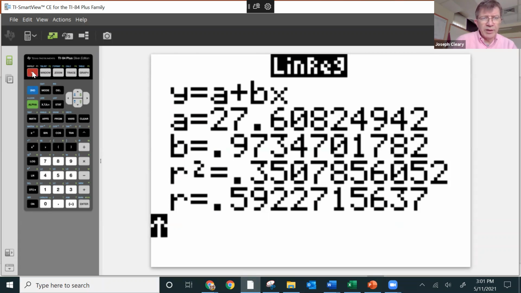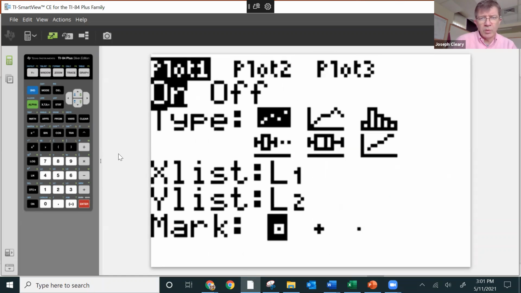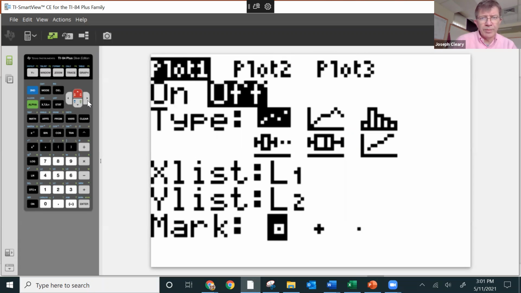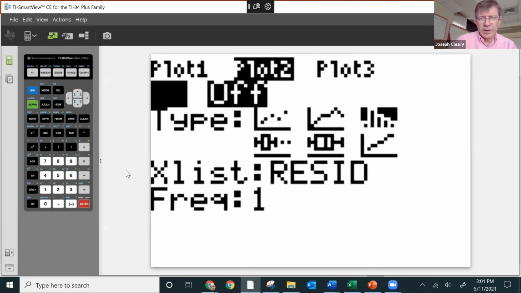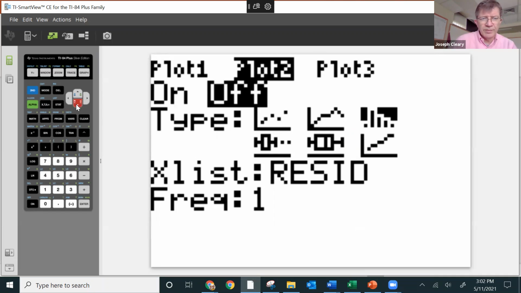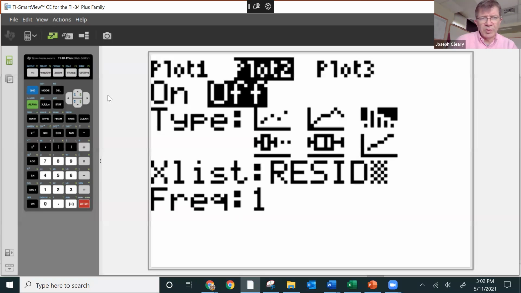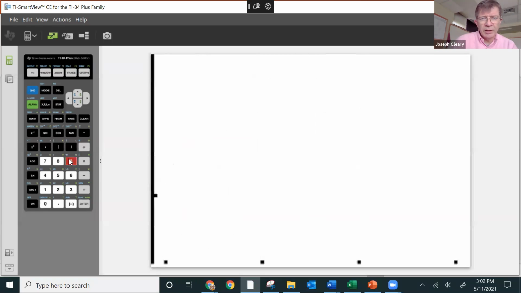So if I want to do an analysis of the residuals, I can turn my plot off in L1 and then go up to L2, or Plot 2. I can look at my residuals in terms of a histogram. I go to RESID, which can be accessed by going to 2nd STAT, usually down near the bottom because R is low in the alphabet. Hit enter, that sends it to the residuals, and again, Zoom 9.